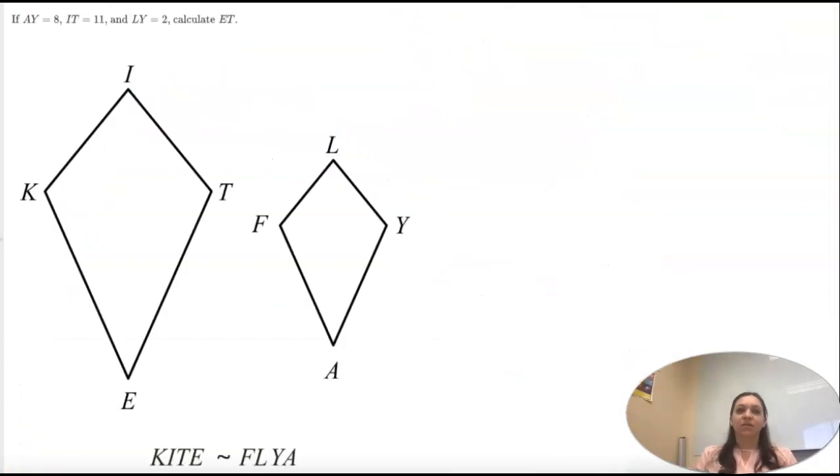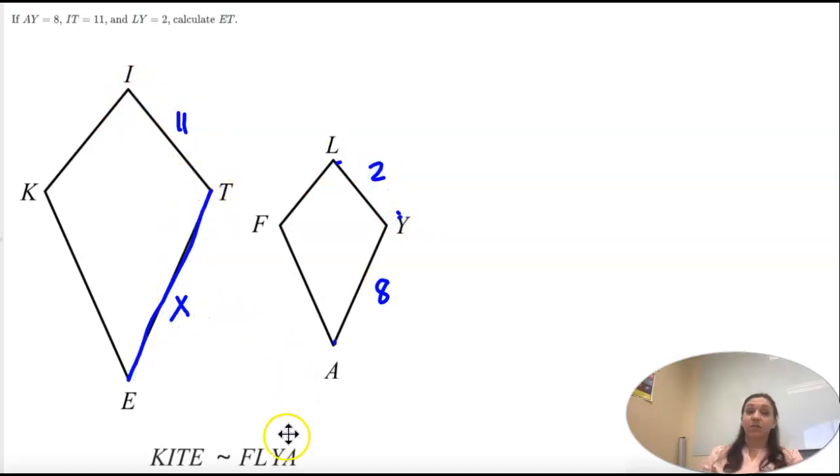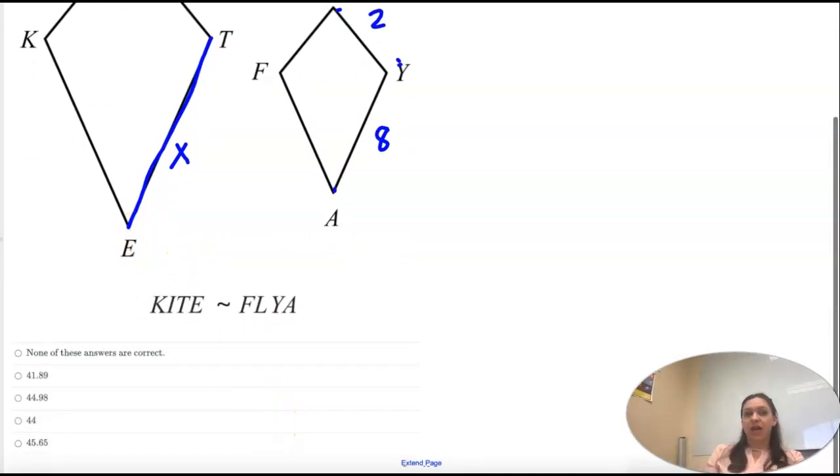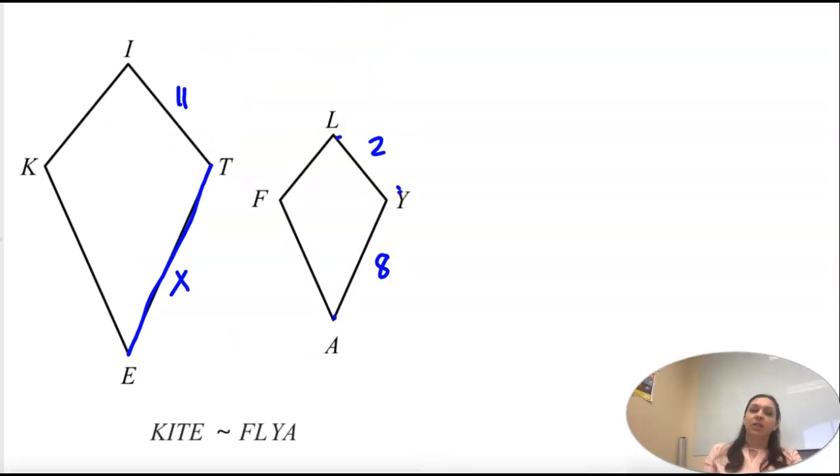Okay, so A to Y is 8, I to T is 11, L to Y is 2, calculate E to T. So it tells us that they're similar. Kite, similar to fly up. So that means we set up the ratios and we know they're equal. So the sides have to match.